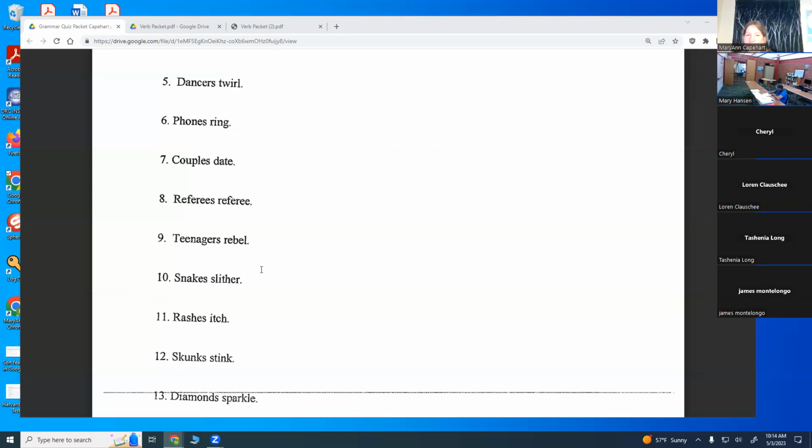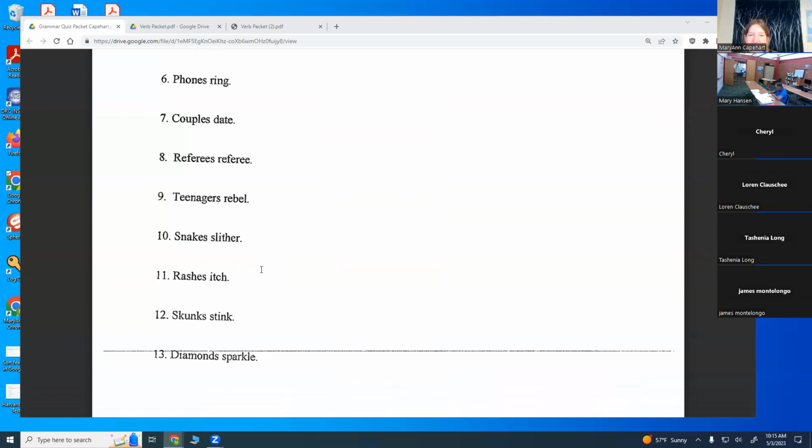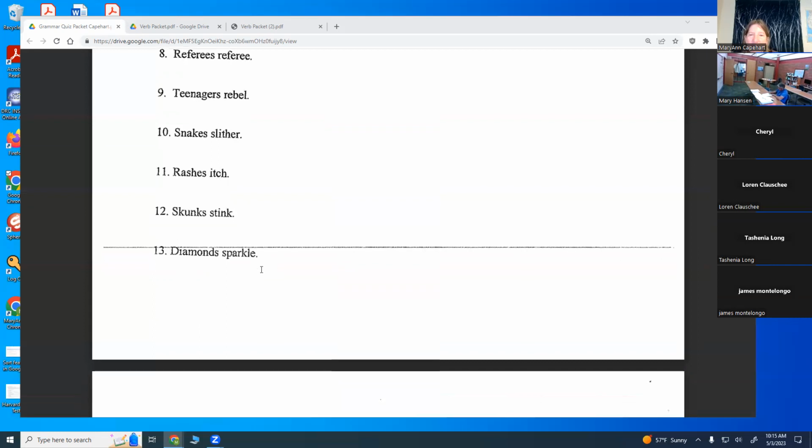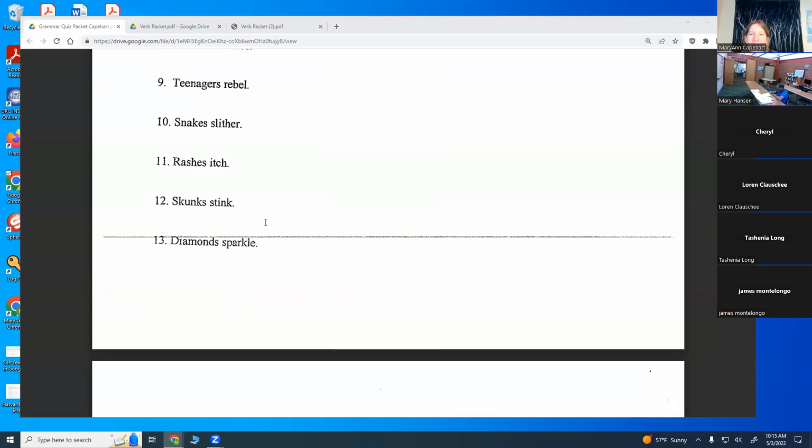And the verb for teenagers? That's a verb, actually, rebel, and it's also a noun, rebel. Thanks. Okay. Snake slithers, subject. Who's doing the action? Snakes. And what's the action, the verb? Slither. Good. Rashes itch. Subject. What's doing the action? Rashes. Yeah. And the action, the verb, is itch.